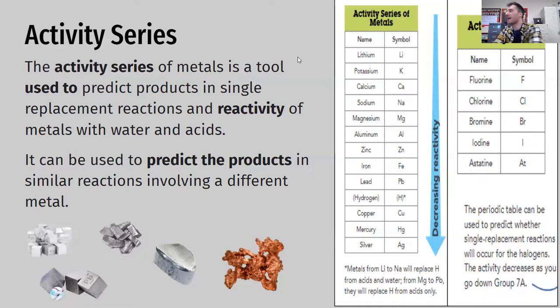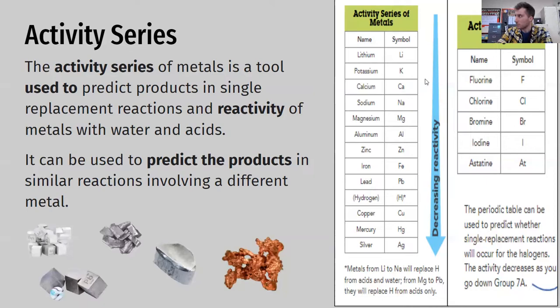As we look at the activity series that is included, we see that there is a separate activity series of metals where the more reactive metals are on the top of the list and our less reactive metals are down towards the bottom of the list. Typically we talk about reactivity and we relate that to stability. The less stable elements are going to be at the top, meaning they will react more easily, whereas the more stable elements are down towards the bottom, meaning they might not react as quickly as the ones on the top.